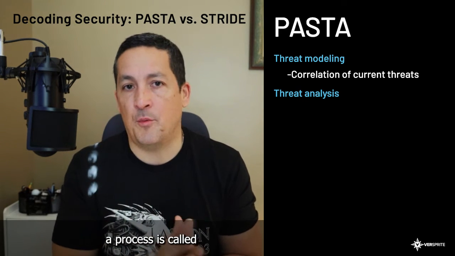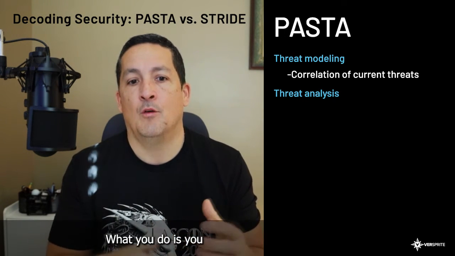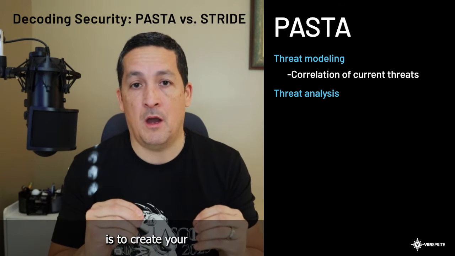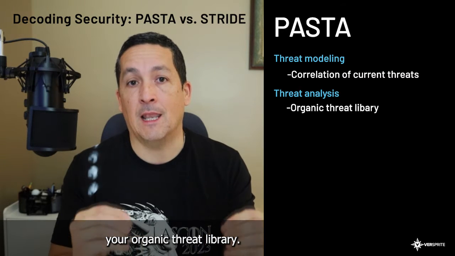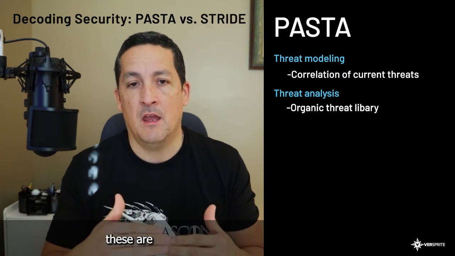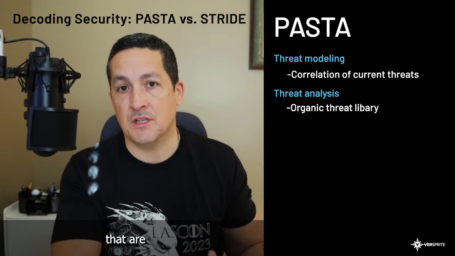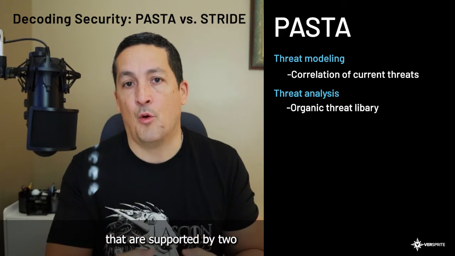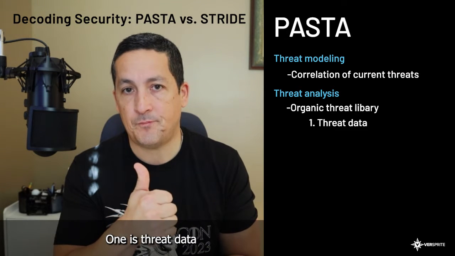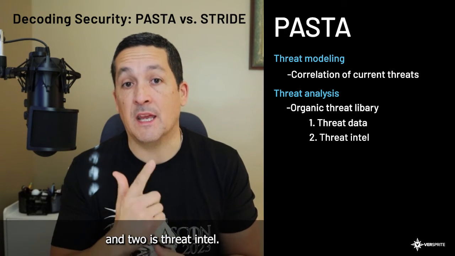So stage 4 of PASTA is called threat analysis. The goal of that stage is to create your organic threat library. Basically, a threat library is a list of threat assertions that say these are the possible threats against my application that are supported by 2 major areas. 1 is threat data, and 2 is threat intel.